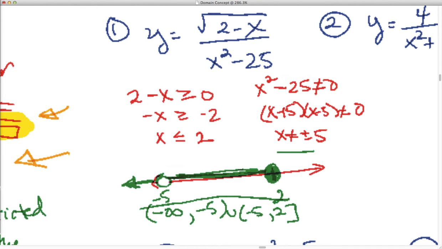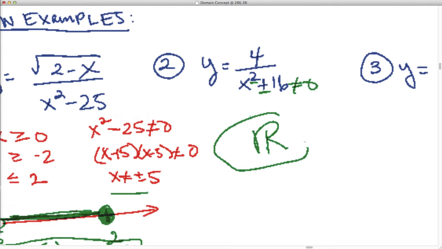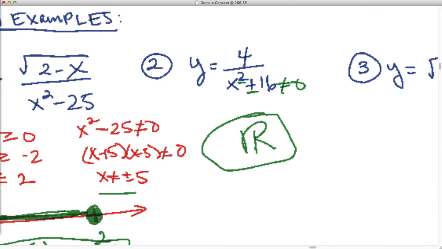Okay. Why did we not use sign analysis? Because only the numerator had the square root. Okay. Let's look at this next one. Yes, there is a denominator, but if we square a number that's positive, add a number to that that's positive, it makes it more positive. So in other words, x squared plus 16 never equals 0. So the domain answer to that one is all real numbers. You don't even have to do any work. You could write never equals 0 if you want, but you don't need to.